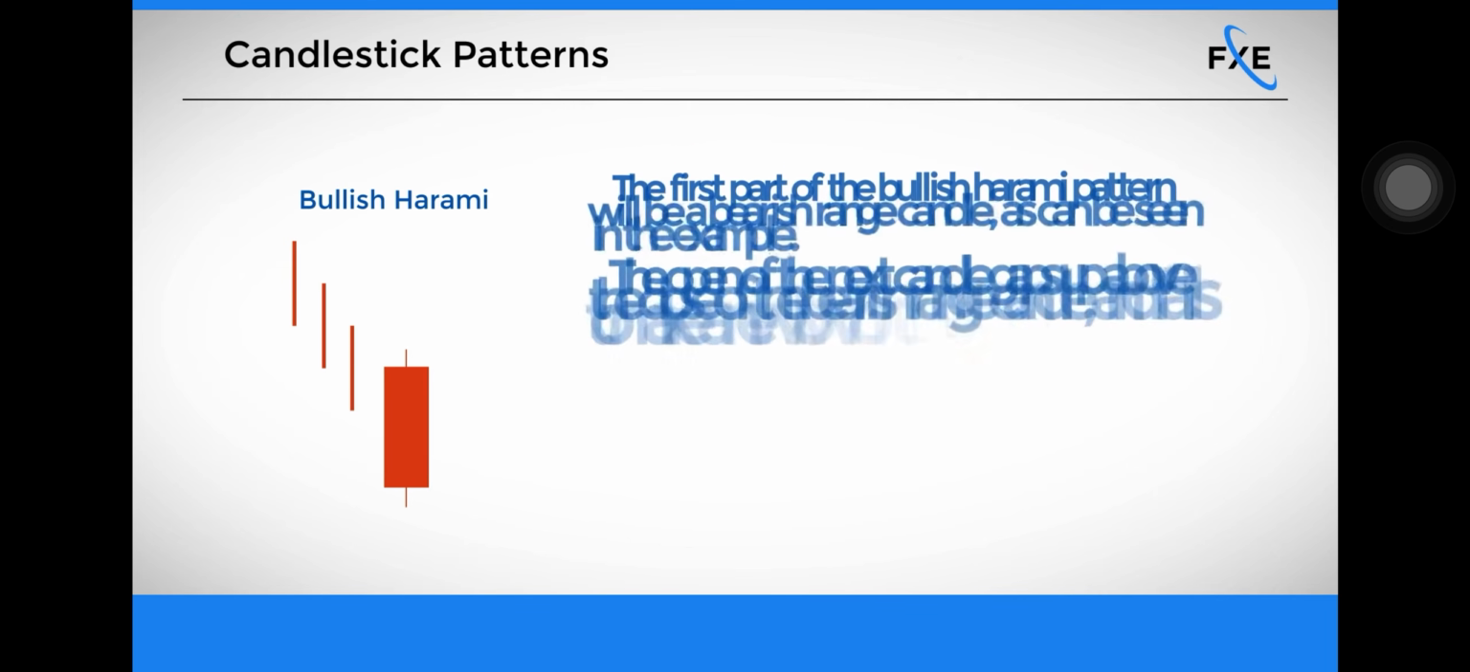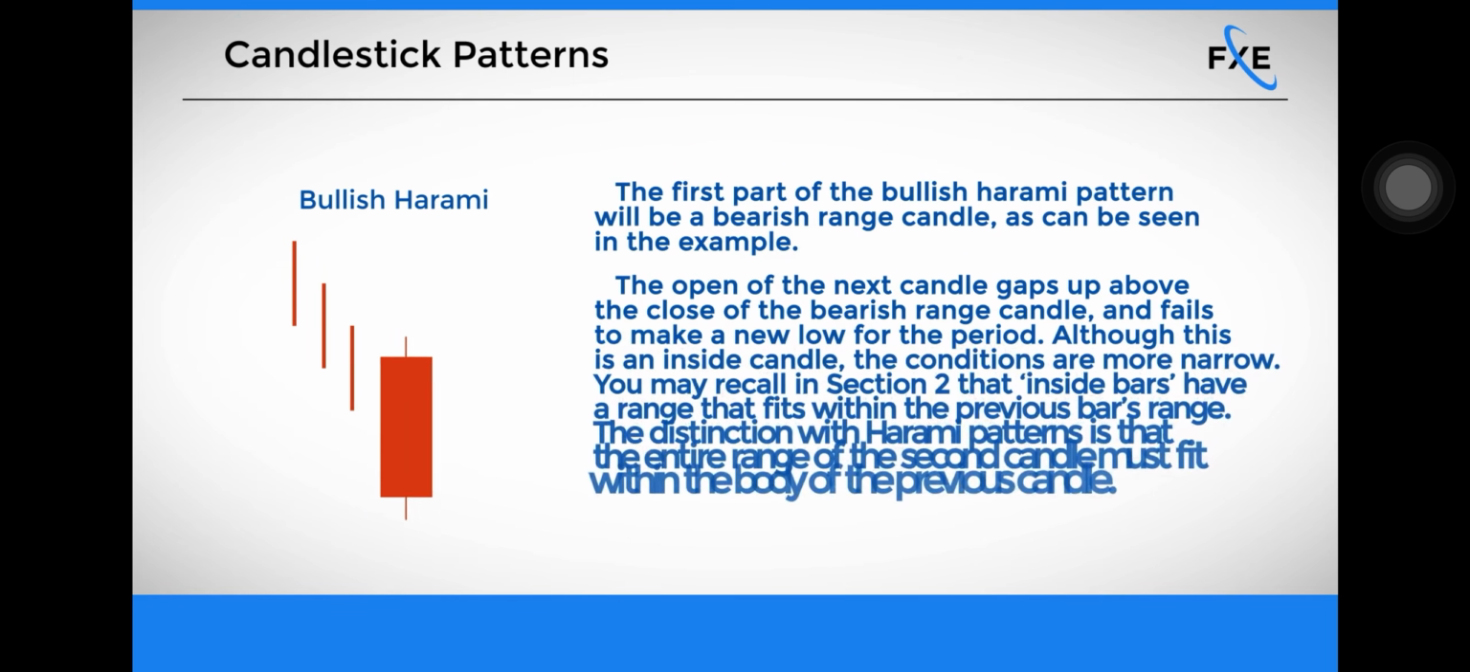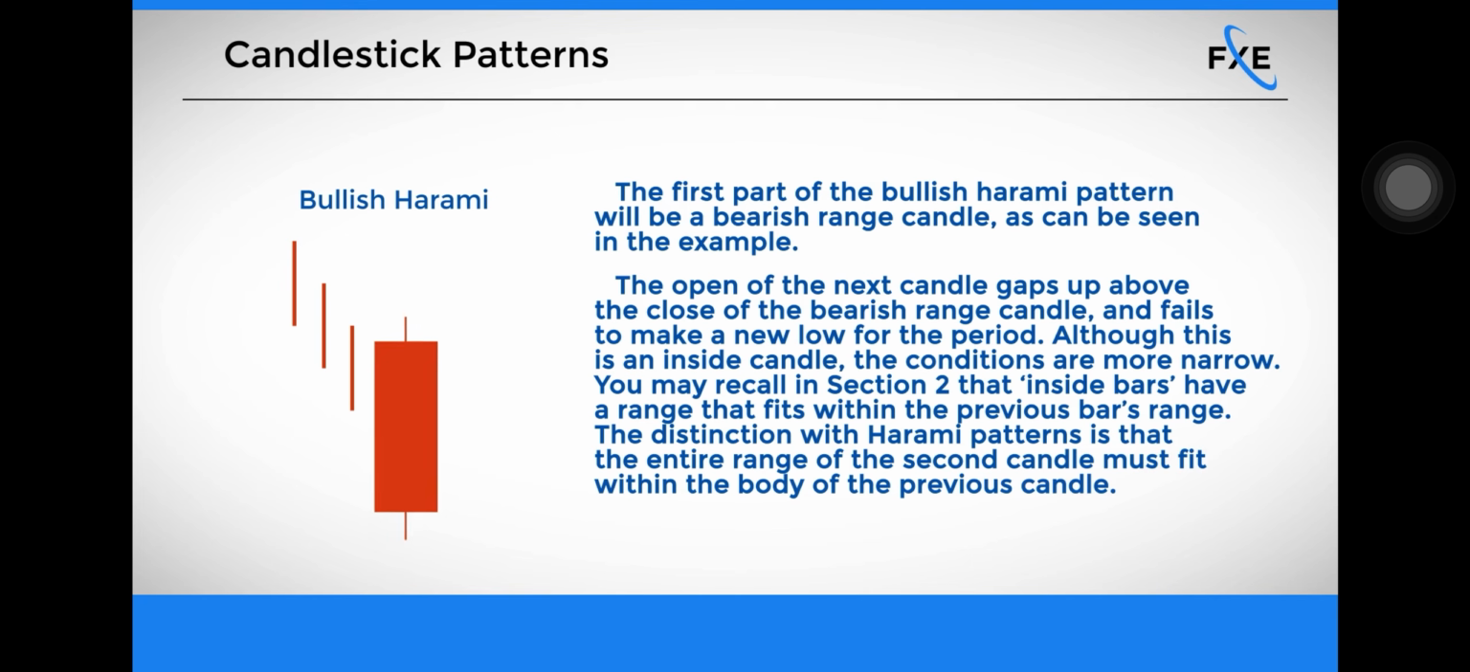A bullish Harami pattern forms after a series of bearish candles in a downtrend. The first part of the bullish Harami pattern will be a bearish range candle, as we can see in the example on the screen.